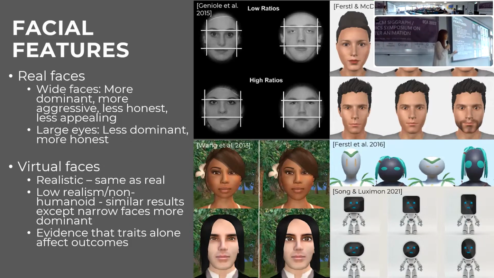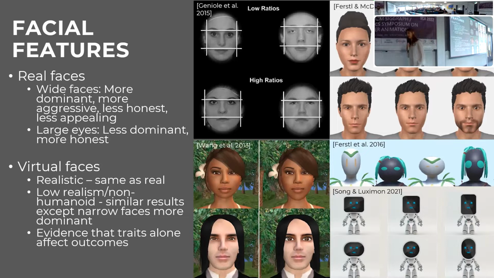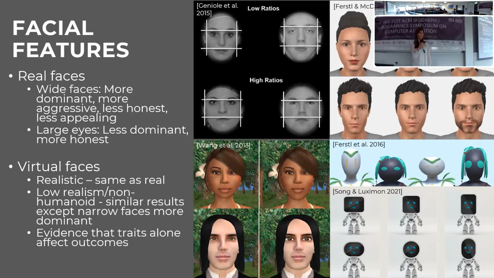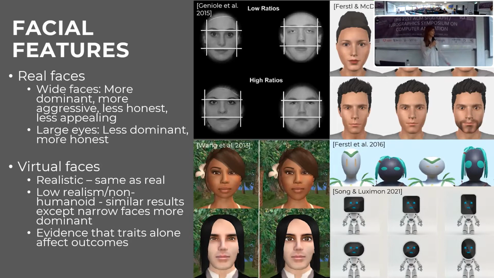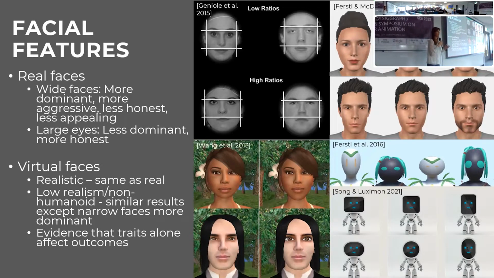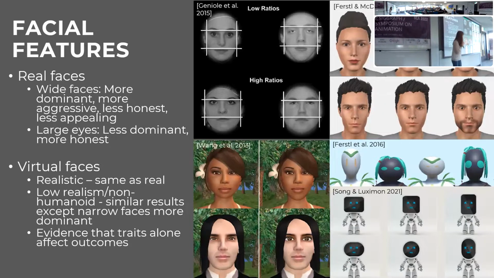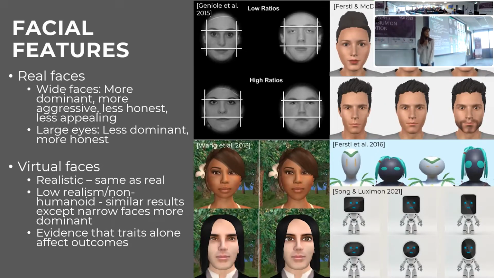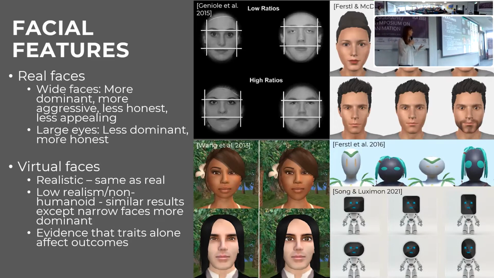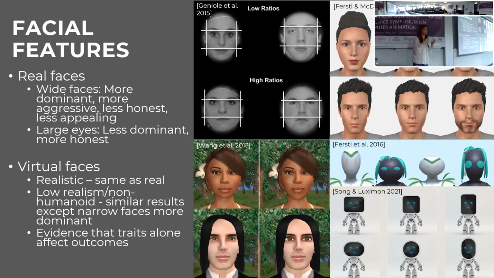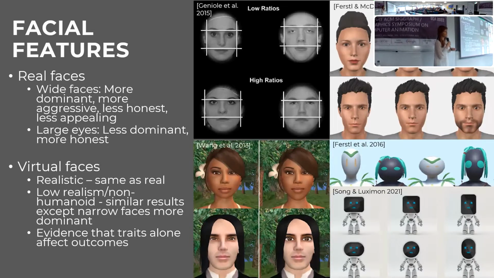We've done some studies with my student Ulva Firstel on this idea of facial features in virtual characters and abstract characters, and other researchers have looked at robots and other virtual characters as well. Interestingly, a lot of the same perceptual traits are seen in realistic virtual humans as in real ones. But we found in the more abstract looking characters and robots that there were some differences in how the face was perceived. For example, narrower faces were perceived as more dominant in those cases.